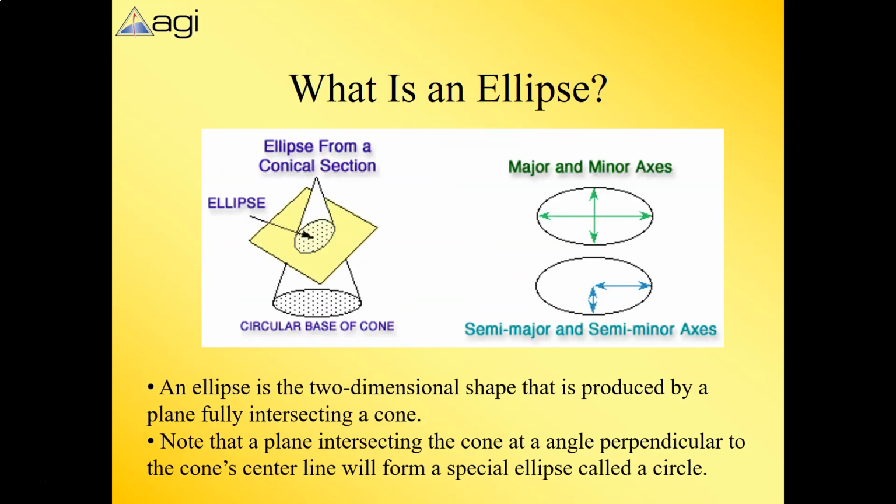Okay, so we also know that if we take a cone and we slice a section of that cone, we will get an elliptical shape. We do it at an angle, get an ellipse. There's a major and a minor axis, so therefore there's a semi-major and a semi-minor axis as well. It's a two-dimensional shape produced by a plane fully intersecting a cone. A plane intersecting the cone at an angle perpendicular to the cone's center will form a special ellipse that we call a circle.